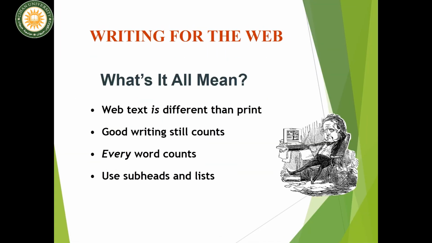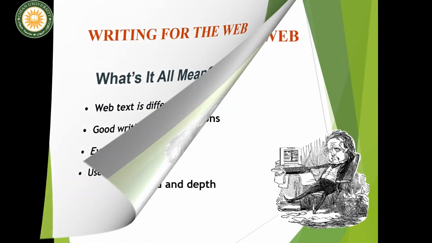The next point is what it all means. That means web text is different from print. As I said earlier, you have to be very conscious while writing for the newspaper because the style is different, but you have to be very conscious for websites. Here you have to reduce the text part. Good writing still counts. That means you have to use accurate words, simple words, concise words. Every word counts, and use subheads and lists. Subheads will help you attract the reader's attention.